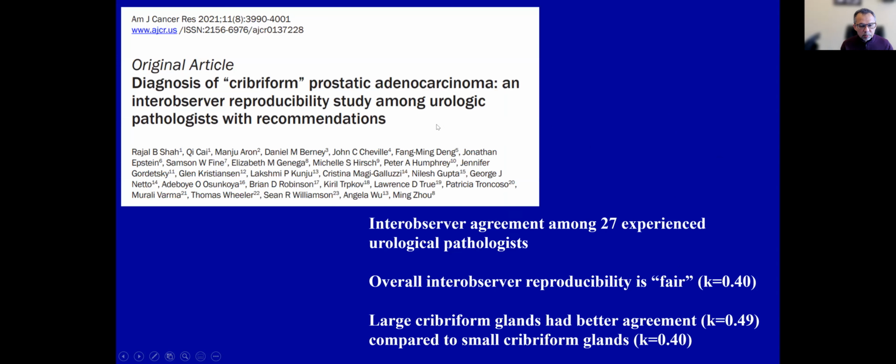We, a group of 27 expert urologic pathologists, got together and did an inter-observer reproducibility study, using a variety of lesions that may potentially be classified as cribriform cancer glands. What we observed was that the inter-observer reproducibility was only fair, with a kappa of 0.40. So that means that there is still significant interpretational disagreement or challenges when classifying this particular pattern. Large cribriform glands had a better agreement compared to small cribriform glands.